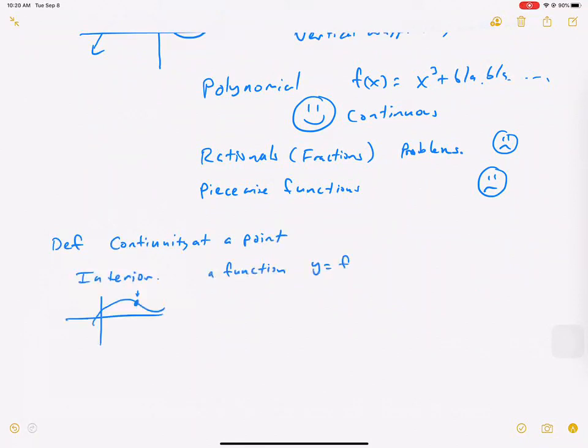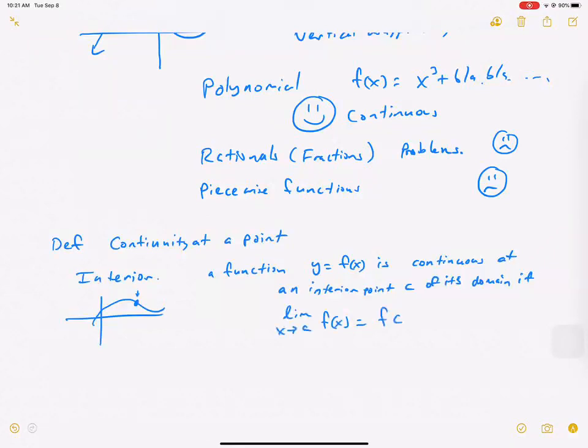Interior. That's interior. Okay? So we can say a function y is equal to f of x, just to define that, is continuous at an interior point c, we're going to call that c, which is like an x value of its domain, fancy word. If this is true: if the limit as x approaches c of f of x is equal to f of c.